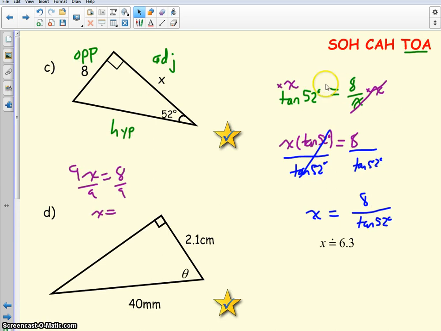Okay, so again, a little bit tricky with the algebra there, but remember, we just got to get things out of the denominators. It's a nicer equation to work with, and then you can go and solve the rest of the equation from there.